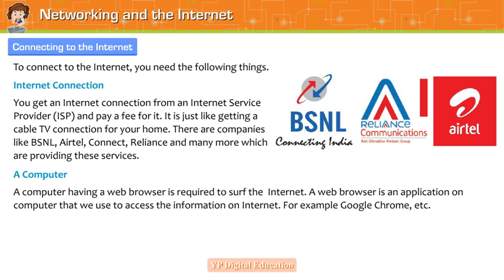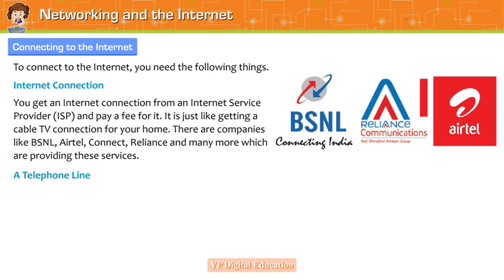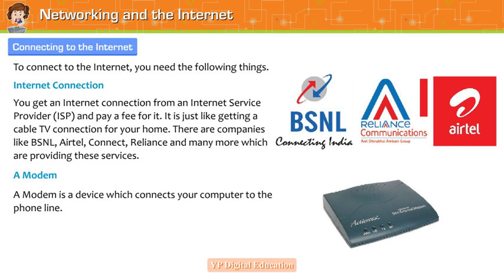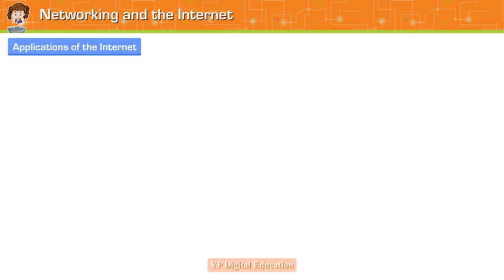A computer. A computer having a web browser is required to surf the Internet. A web browser is an application on a computer that we use to access the information on the Internet. For example, Google Chrome, etc. A telephone line. Since your Internet service provider will be providing you the Internet connection through telephone lines, you need to have a telephone connection. A modem. A modem is a device which connects your computer to the phone line.